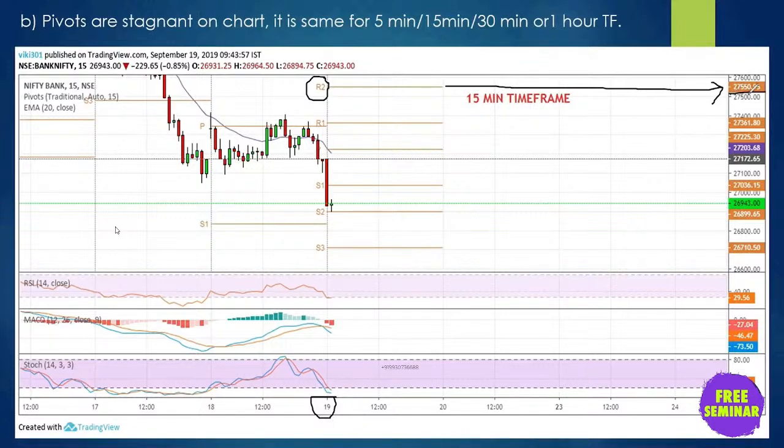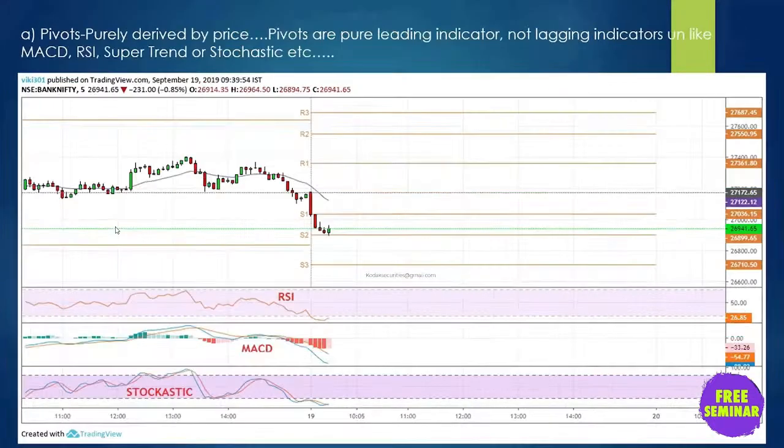Just remember this number, 27,550.95, R2 pivot. Now let me take you to the same chart on the 5 minutes time frame, Bank Nifty. Where is the R2 pivot? Look at this, exactly point to point, 27,550.95. That means pivot points are stagnant. Whether you use 1 minute time frame, 3 minutes, 5 minutes, 15 minutes, 1 hour, pivot points will not change.